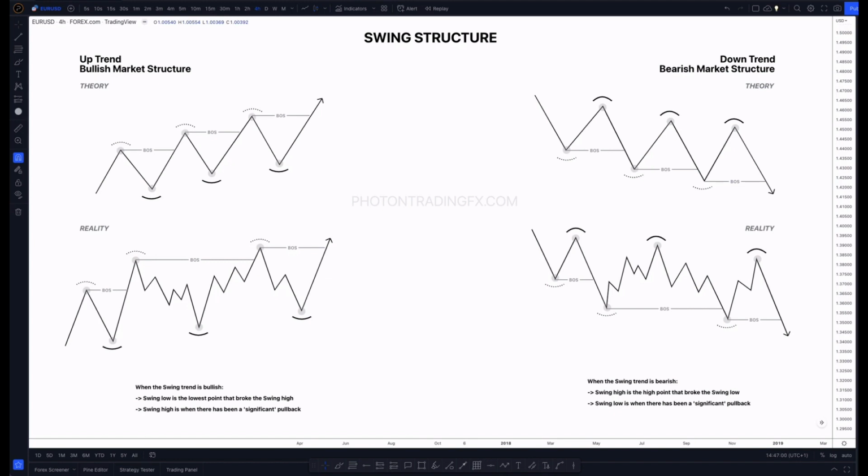So a quick recap on the basic theory. Actually, I would recommend you have a little refresher of the very first video in this module, I believe it's called Basic Market Structure, where we go over higher highs, higher lows, lower highs, lower lows, and strong and weak highs and lows. So with swing structure, I'm just going to focus on it here now.